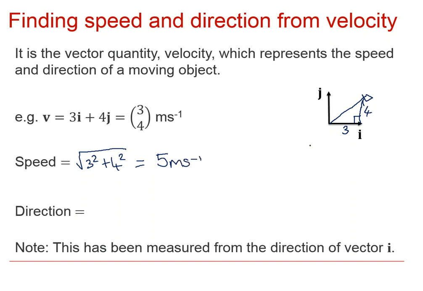We also need to have a direction, and we measure the direction from the direction vector i. So it's going to be this angle here, and if you remember back to GCSE, tan of that angle is the opposite over the adjacent. So tan theta equals 4 over 3, which means the size of that angle is 53.1 degrees.